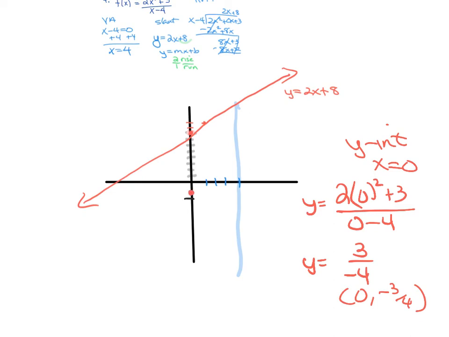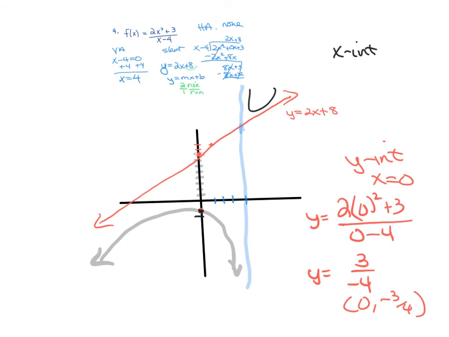And then for the x-intercept, your graph is going to look like this. It's going to be a little piece up here, because let me extend my vertical. And then the other piece is down here.